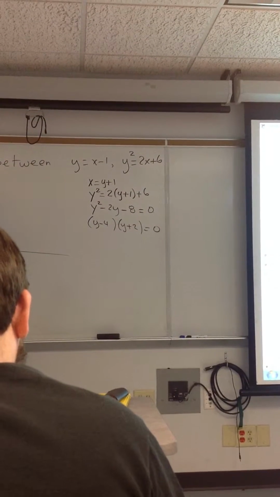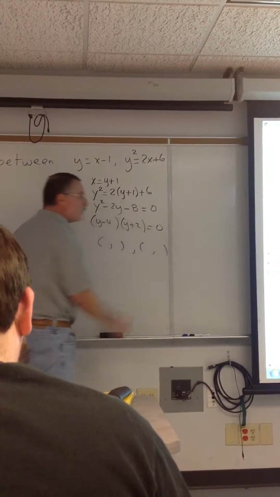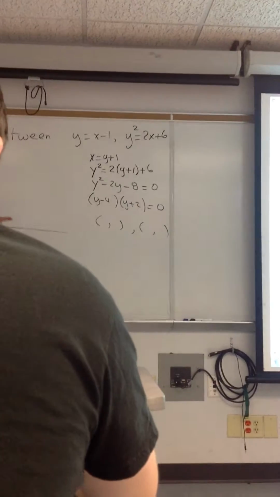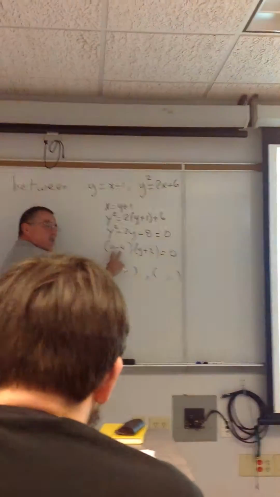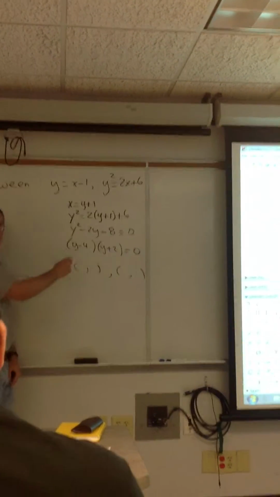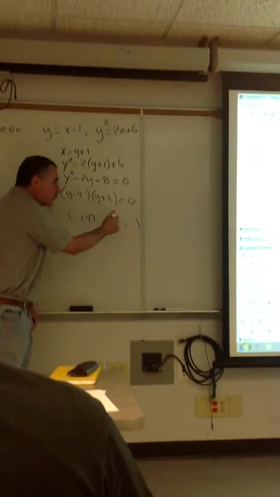So what does that tell me? It tells me what my 2 points of intersection are. Remember, I visualized already that the parabola is going to go like this and the line is going to go like this, so they must intersect at 2 points. So here are the 2 points. The first point has a y coordinate equal to 4, because the factor is equal to 0 when y is 4. And the second point has a y coordinate equal to minus 2.